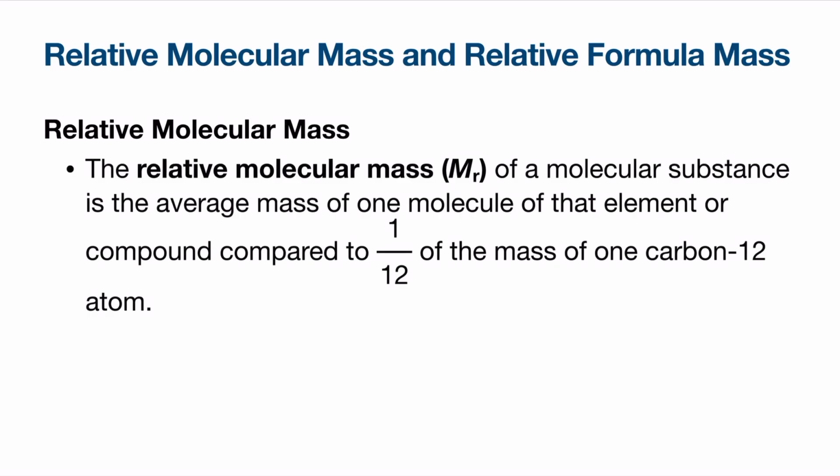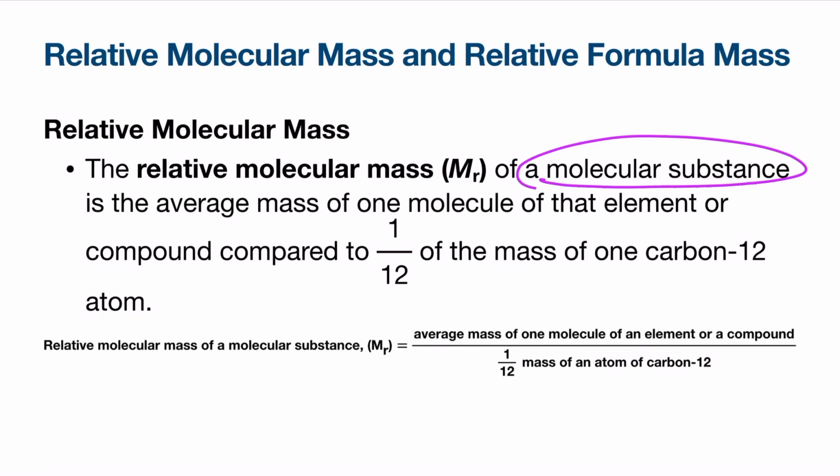The relative molecular mass, or M sub r, of a molecular substance is the average mass of one molecule of that element or compound compared to 1/12 of the mass of one carbon-12 atom. This statement is summarized in this equation. And as we can see here, since we're talking about the relative molecular mass of a molecular substance, this now refers to the average mass of one molecule of an element or a compound.